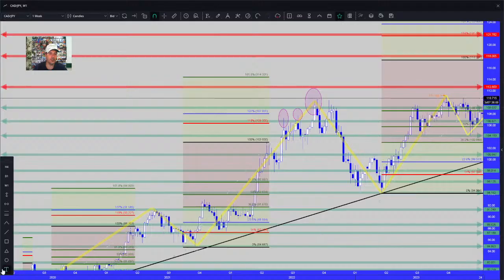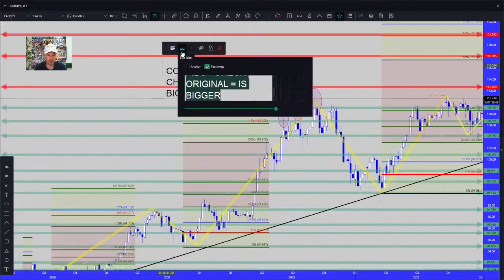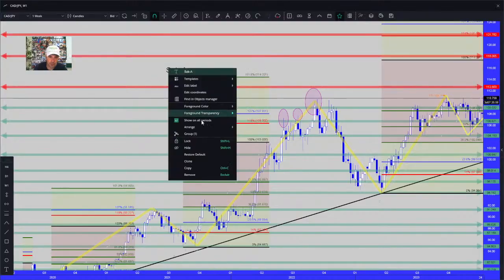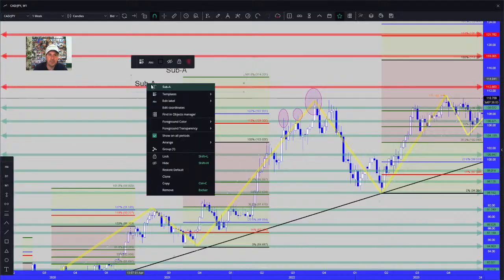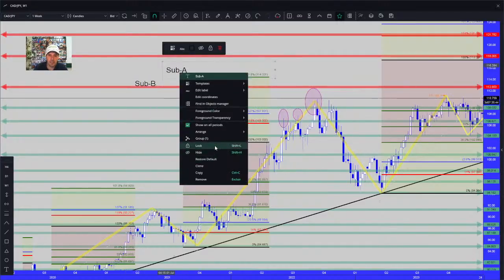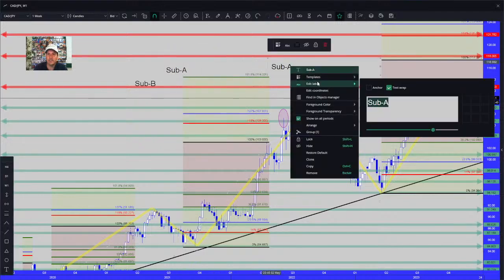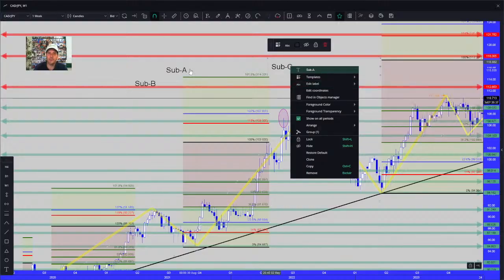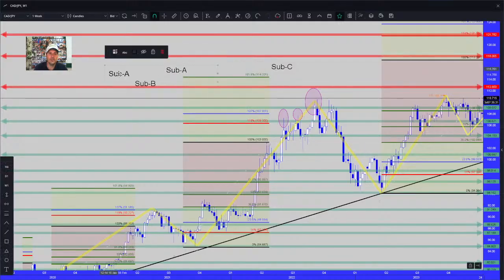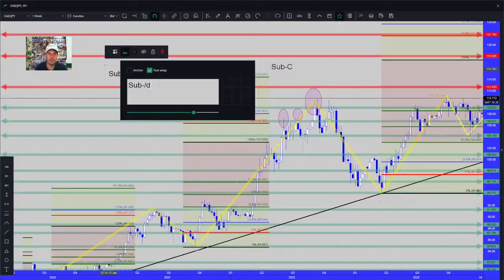In the meantime, I need to label sub A. Or you can do it like this, give me a second, everybody: clone, edit label sub B, clone, edit label sub C, clone, and everybody, sub D. Sub A, sub B, sub C, sub D. Okay.